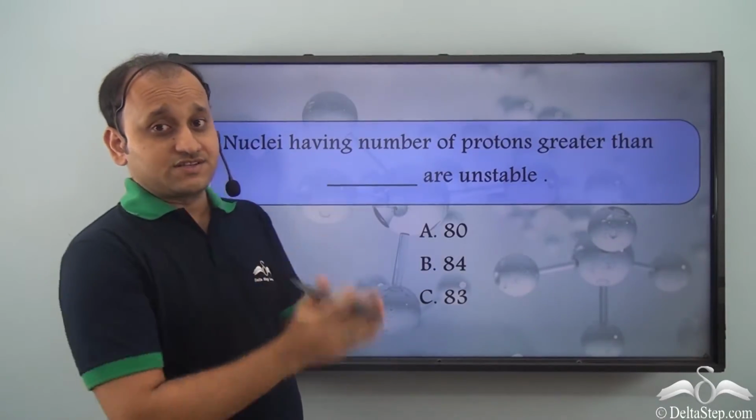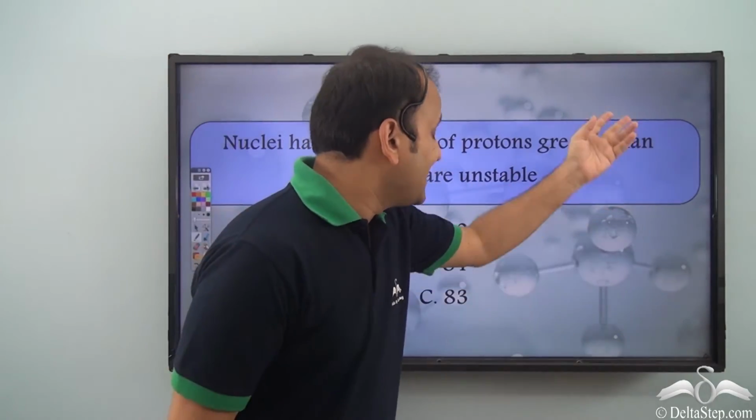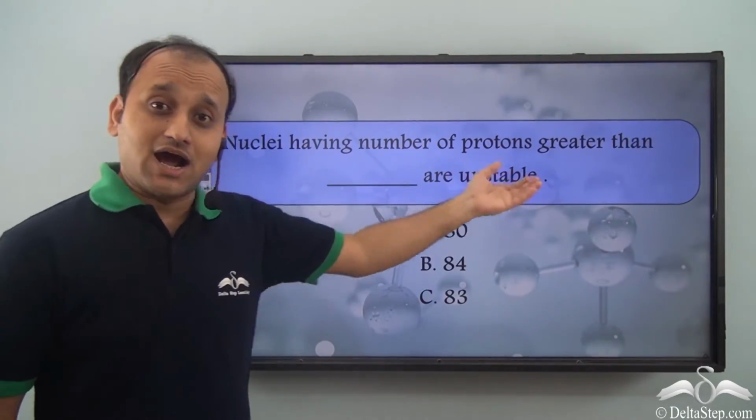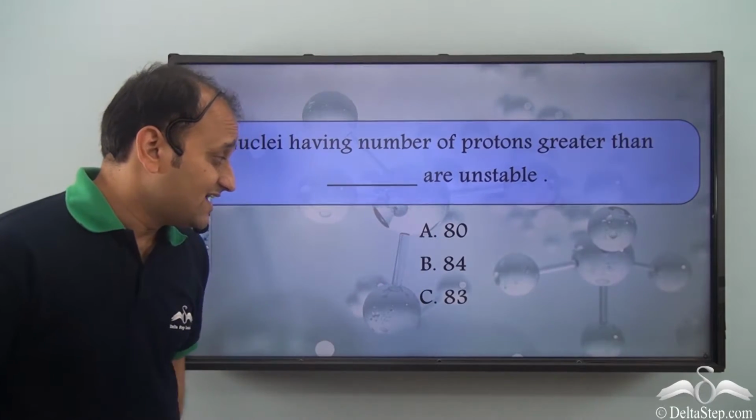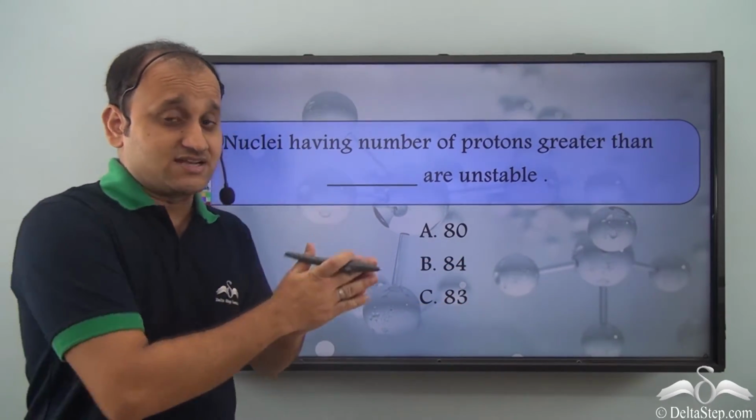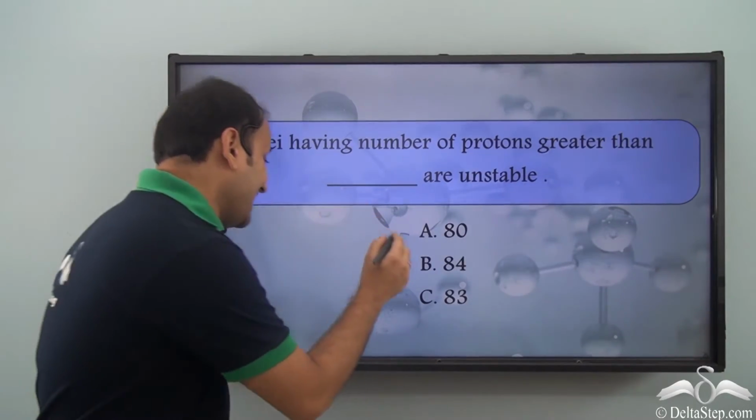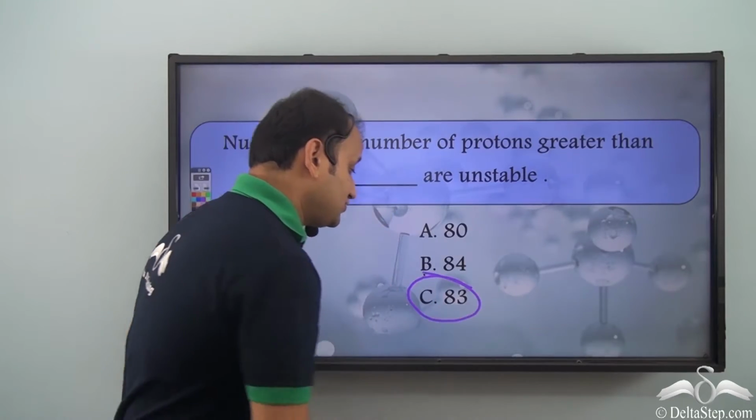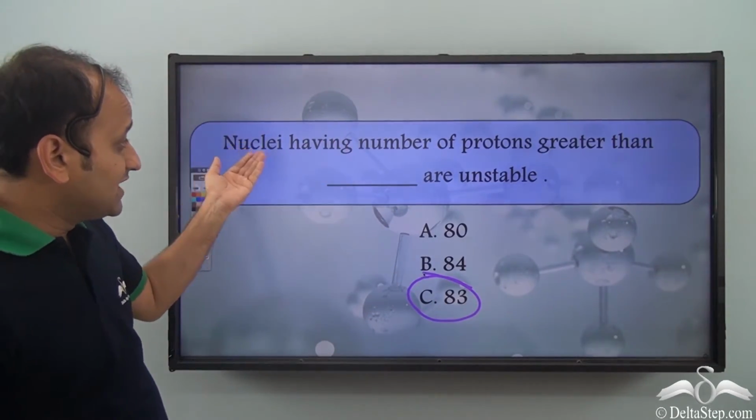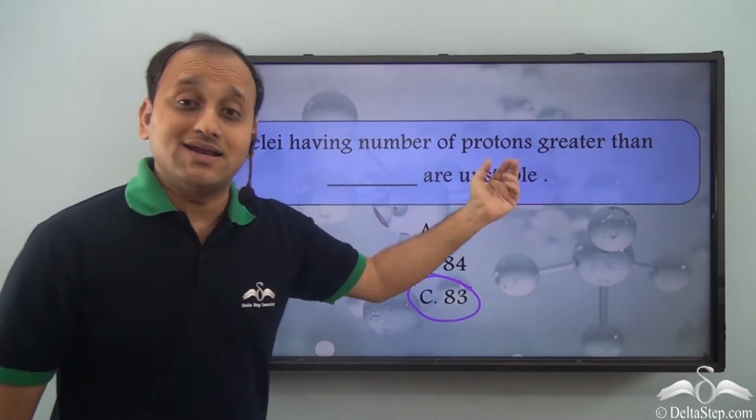So now can you answer this question? Nuclei having number of protons greater than dash are unstable. Is it 80? Is it 84? Is it 83? What do you think is the right answer? Well, the right answer is 83. So nuclei having number of protons greater than 83 are unstable.